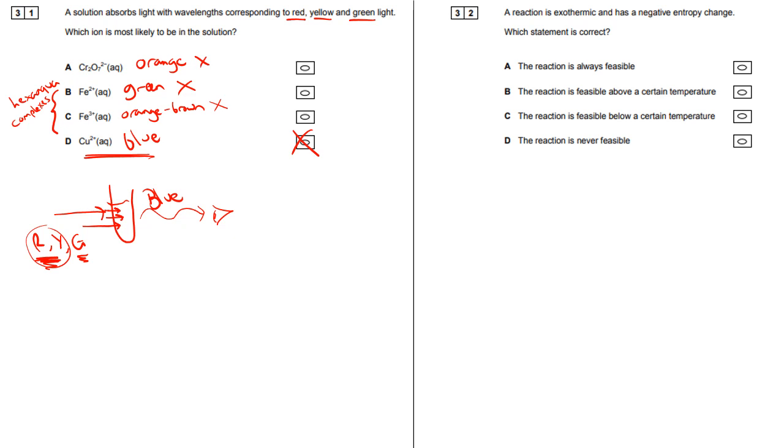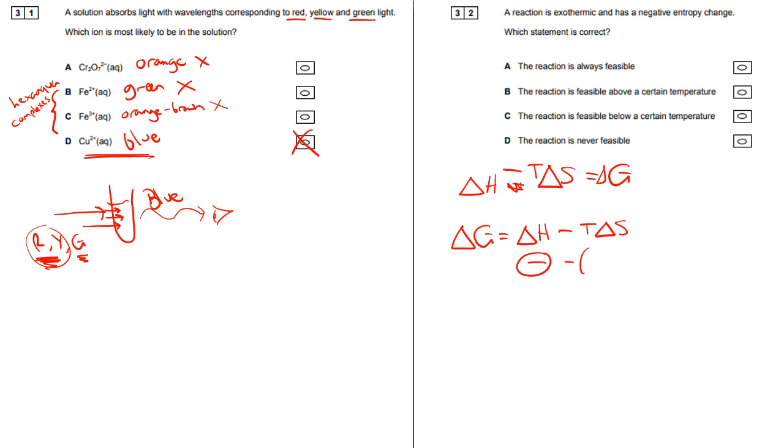Question 32. So you've got an exothermic reaction and a negative entropy change. Which statement is correct? So before I go through the statements, if you're told about the enthalpy and you're told about the entropy, you should be thinking about the equation for delta G. So I'll just write that a little bit neater. Your Gibbs free energy change is your enthalpy change minus temperature times delta S, or entropy. So in this case, the enthalpy change is exothermic, so delta H is negative.